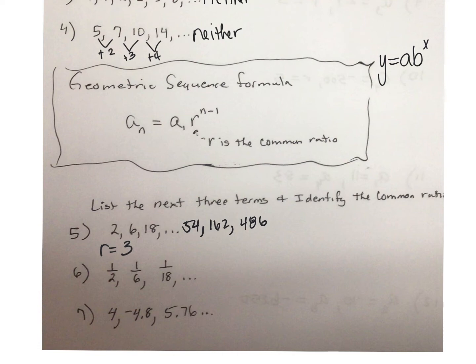Now look at number 6: 1/2, 1/6, 1/18. Can you find what R is on that one? Yes, R is 1/3, right? The numerator is staying the same. The denominator is changing by the same numbers as number 5. So my R is 1/3. So my next terms are going to be 1 over 54, 1 over 162, and 1 over 486.